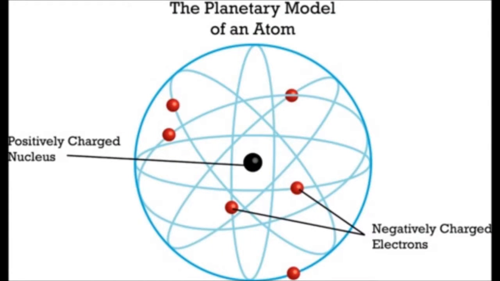This is the planetary model of the atom. In the planetary model, you can see there is a positively charged nucleus and the negatively charged electrons. As this was based wholly on classical mechanics, there are no electron orbitals, and also, as the neutron had not been discovered yet, there are no neutrons.